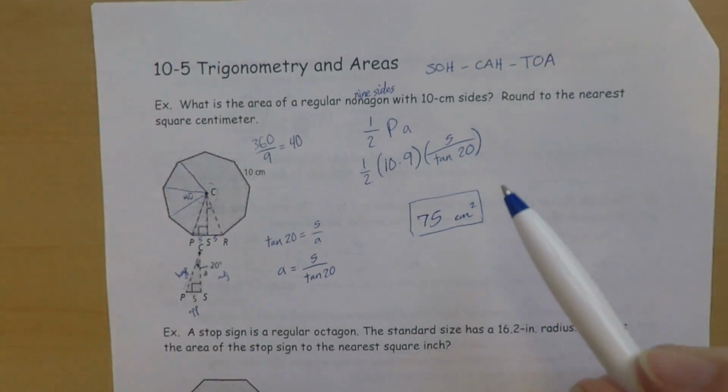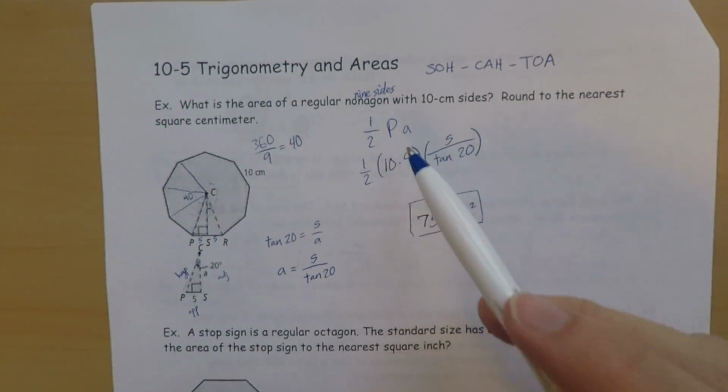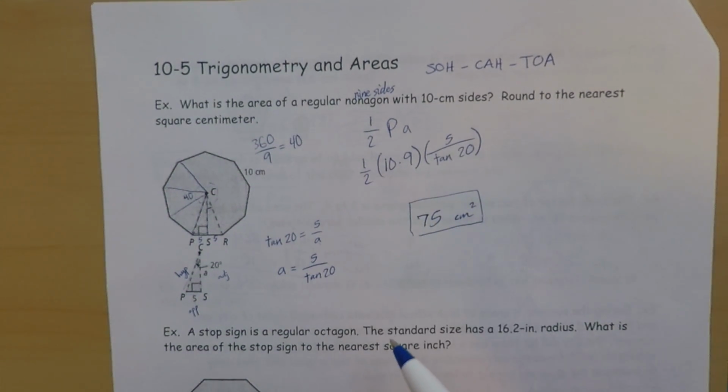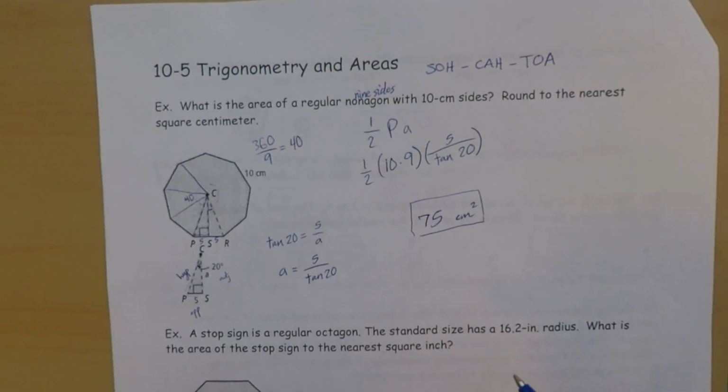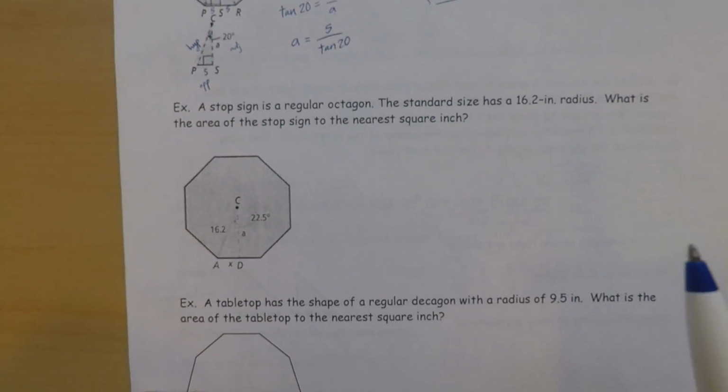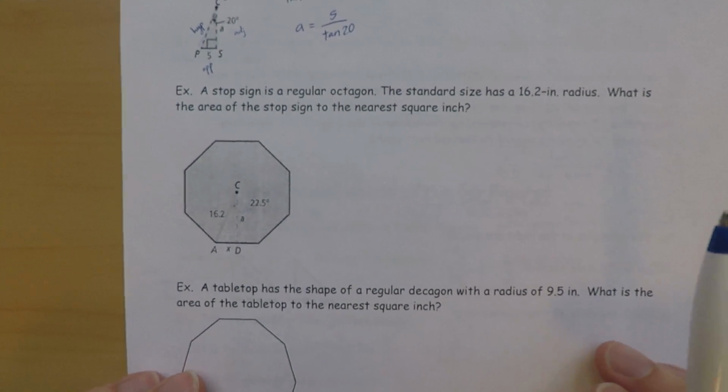So the formula is the same, 1/2 perimeter times apothem. Sometimes we just need to use trig to find one of those values, or both of those values. So let's look at another example.